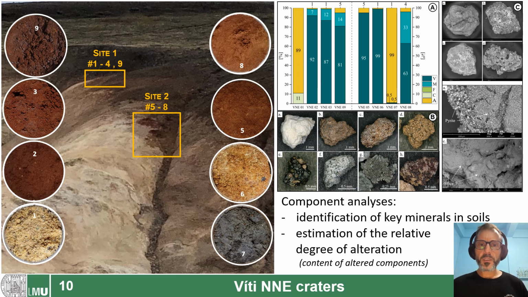Then, component analyses were conducted in the lab using optical and scanning electron microscopes, with examples of key clasts shown here on the side. These analyses were crucial for identifying minerals, distinguishing different soils, and estimating their relative degree of alteration. Here, this histogram, for example, shows the component percentage in the different soil samples, with samples 1 and 7 being rich in altered clasts.